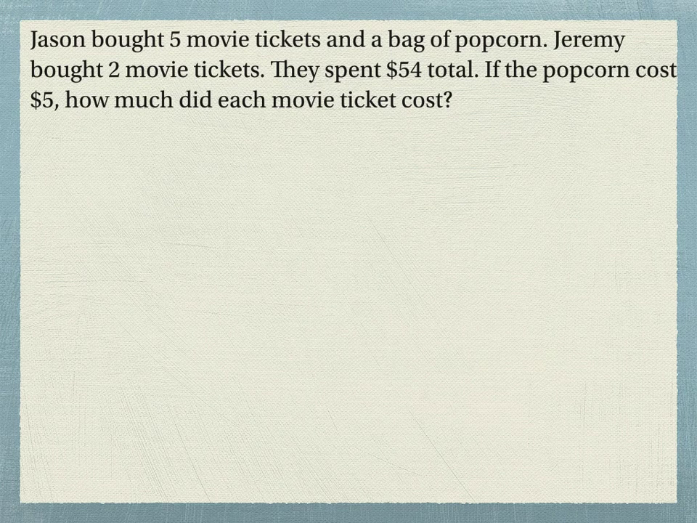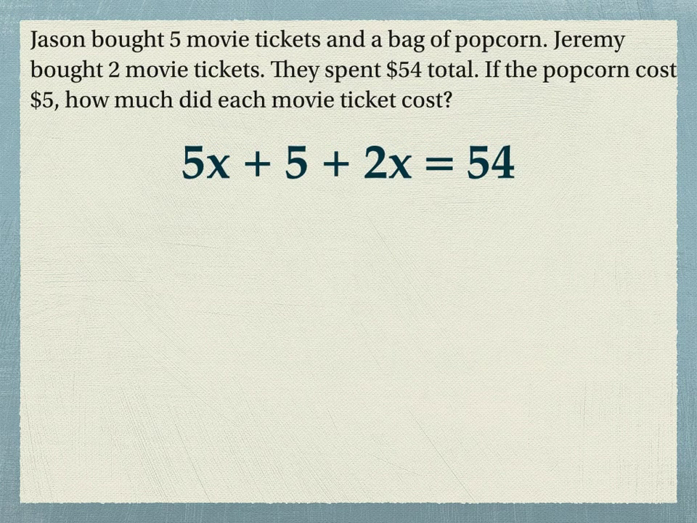So 5 movie tickets would cost 5 times x, where x is the cost of the ticket. And he bought a bag of popcorn, which they later tell us is $5. So Jason would have spent 5x plus 5. And then it says Jeremy just bought 2 movie tickets. Again, we don't know how much the movie tickets are, so we assigned it the variable x. So Jeremy's cost would have been 2x. So for Jason, we have 5x plus 5, plus, for Jeremy, we have 2x, and we're going to set that equal to 54.